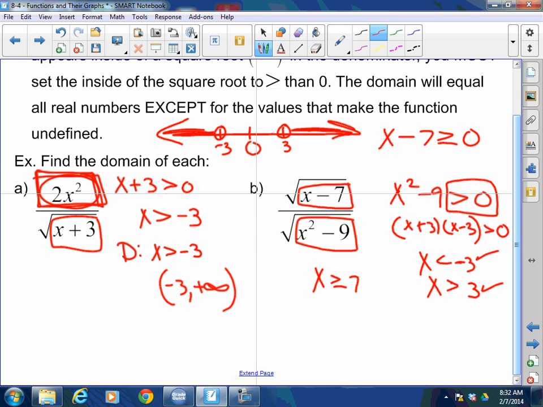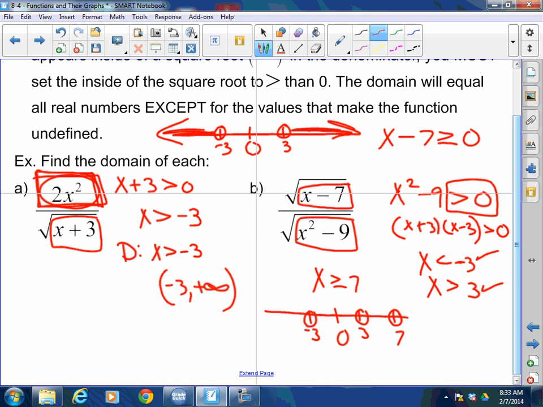And you also have the restriction of x is greater than or equal to 7. So on my number line here, I have a negative 3 that has a restriction, a 3 that has a restriction, and a 7 that has a restriction. Which restriction supersedes everything?